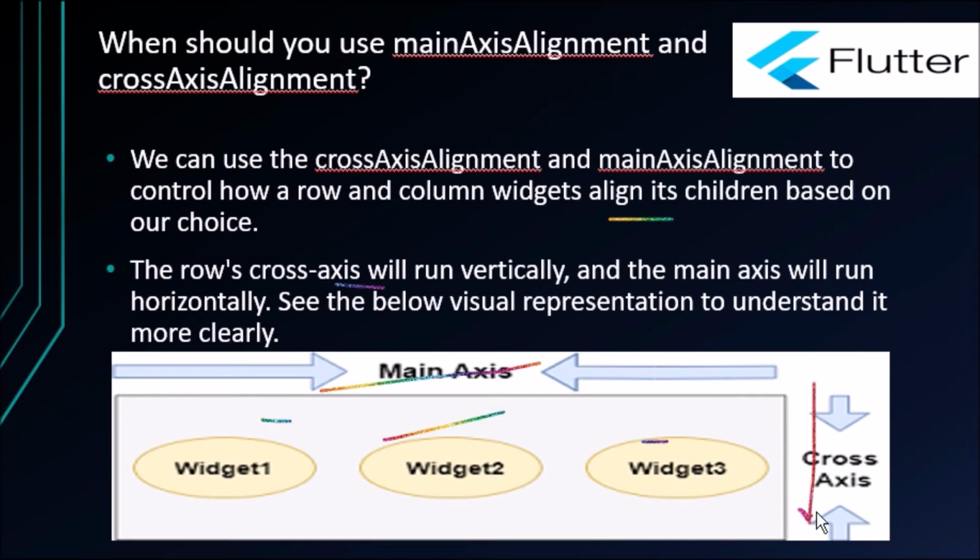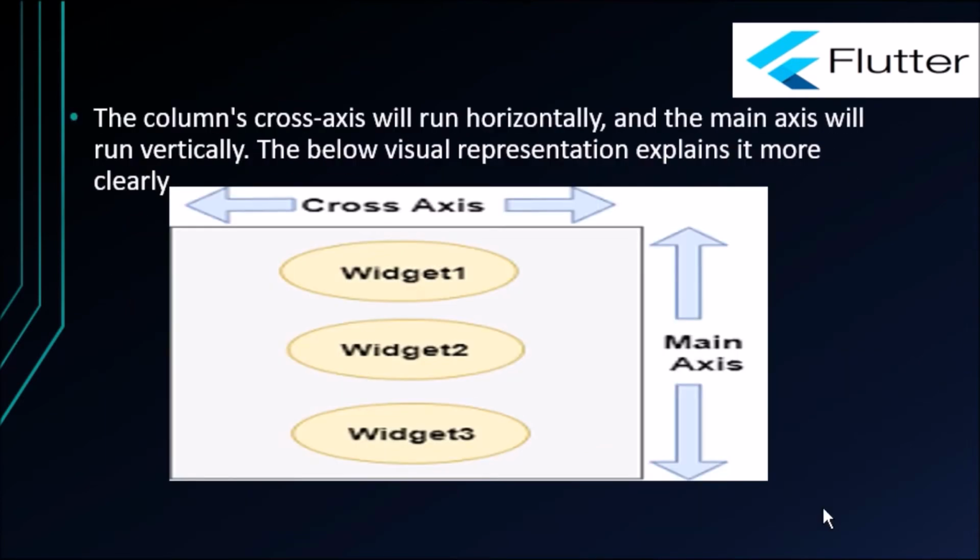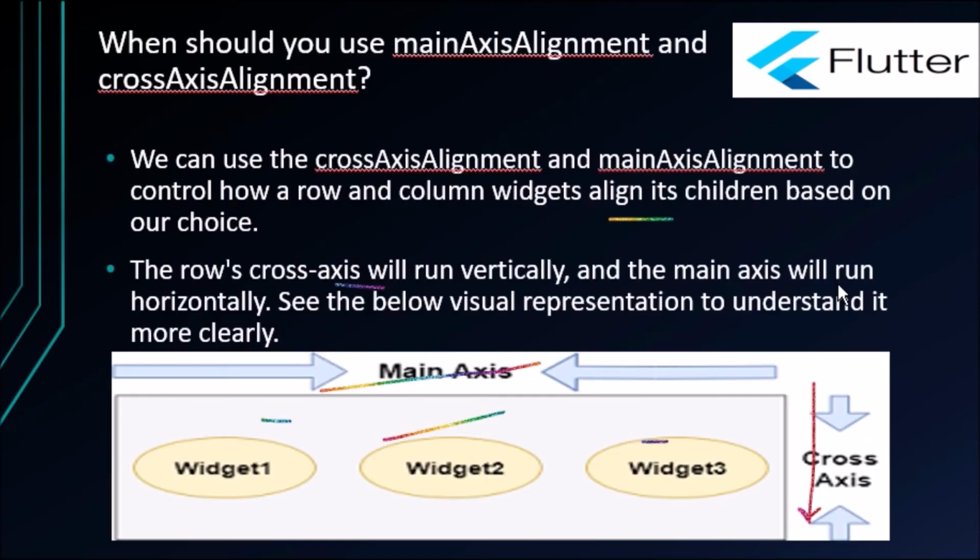The cross axis runs vertically. Now next one, the column's cross axis will run horizontally and the main axis will run vertically. In this, see, this is your cross axis. Here widget 1, widget 2 and widget 3. In this, the column's cross axis will run horizontally, and the main axis will run vertically. This is your main axis. So guys, this is all about main axis alignment and cross axis alignment in Flutter.